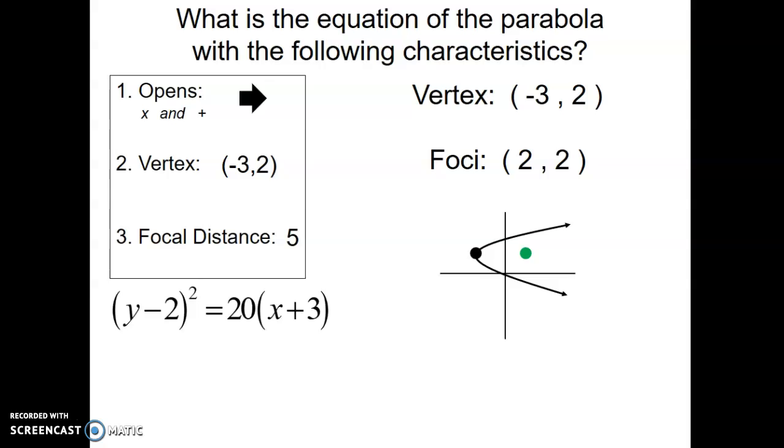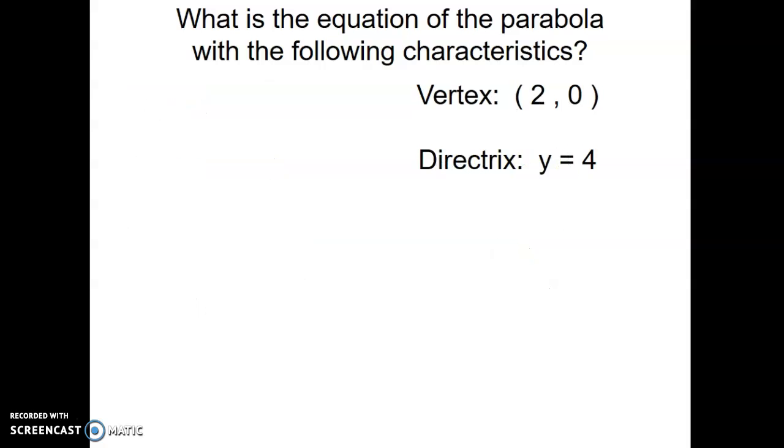Okay? Let's try another one. So this time you're given the vertex and the directrix. I know we haven't really dealt with the directrix so far in this video because it hasn't really made a difference, but we can find things about the directrix and the vertex relationship that will help us figure out how to make our equation. So again, we want to draw a picture for this because drawing the picture will really help us figure out which way the directionality of our graph is going to be, and that will help us to write the equation.